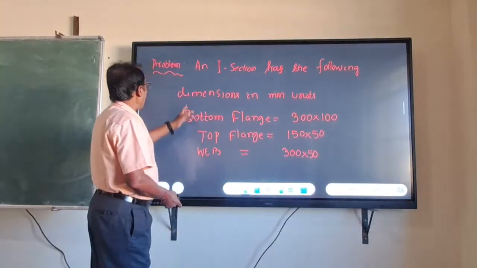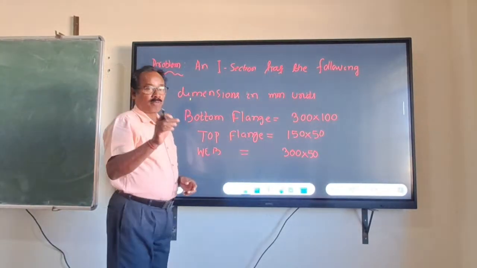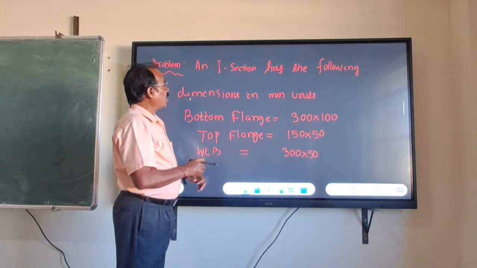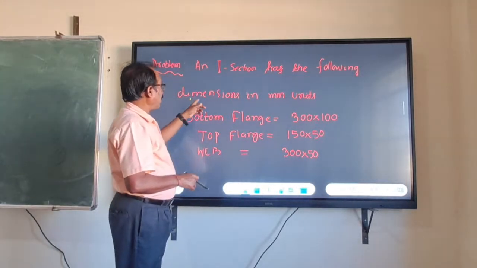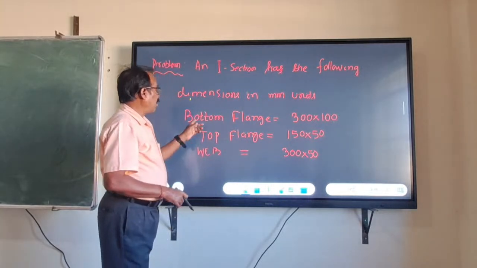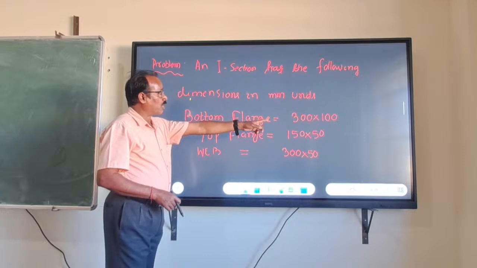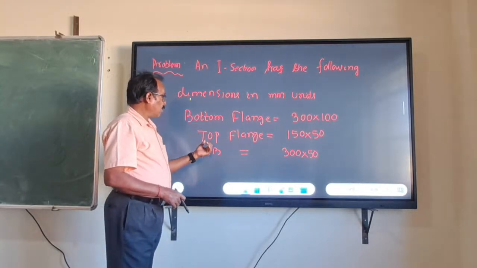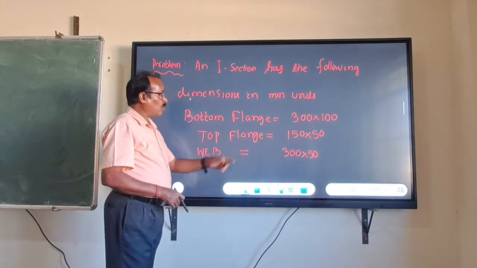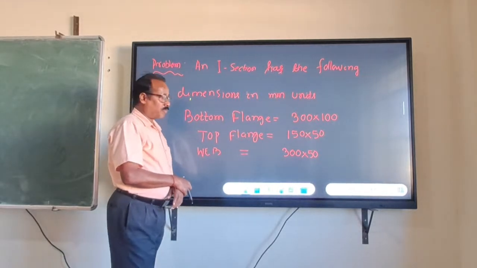Then I will discuss one important problem for your examinations. An I section has the following dimensions in mm units. Bottom plane is equal to 300 into 100. Top plane is equal to 150 into 50. Web is equal to 300 into 50.